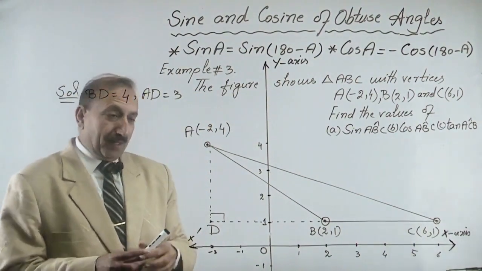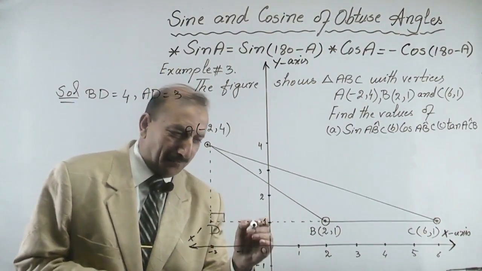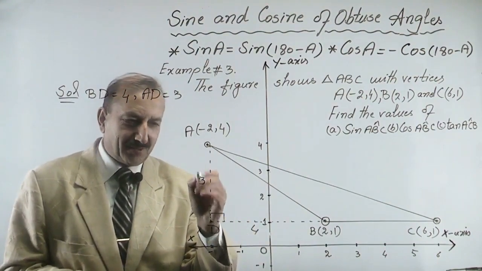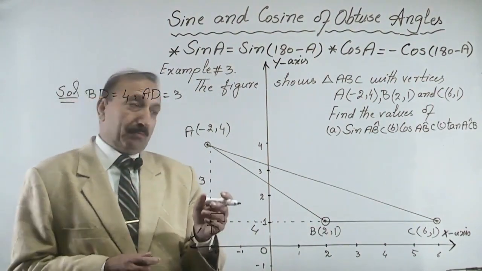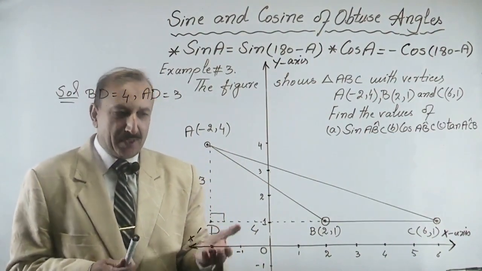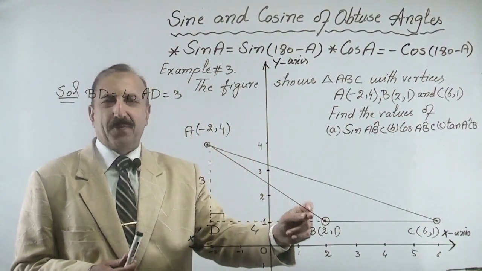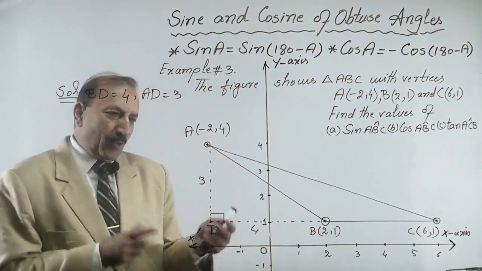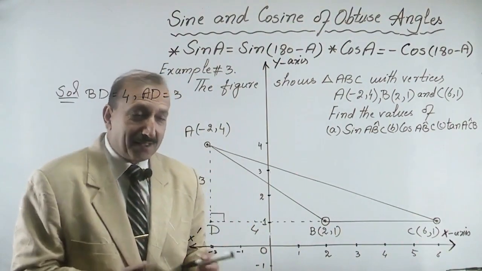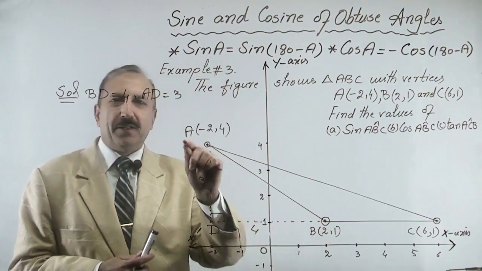Now, this side we have length 4. This side we have length 3. Now, because in trigonometric ratios we obviously need all 3 sides, this longest one opposite to the right angle, that is the hypotenuse, we also need it. So according to what the question writers want, we need to find the distance between point A and B.